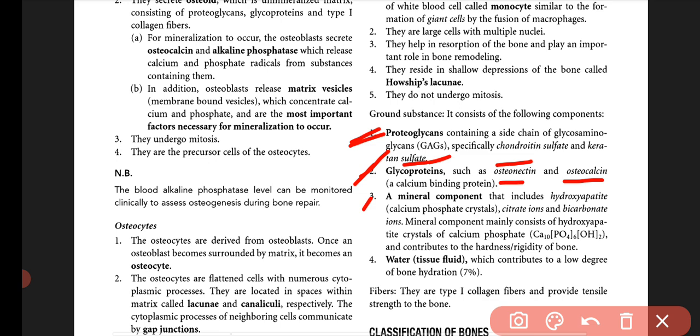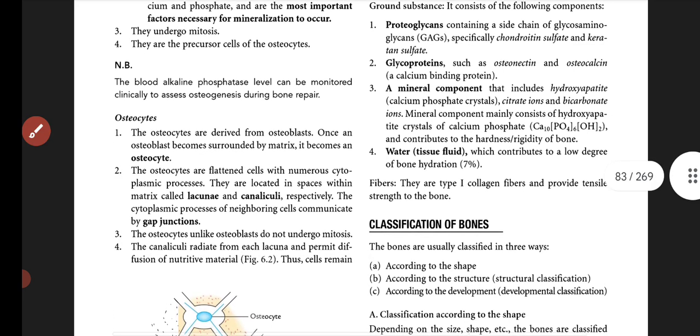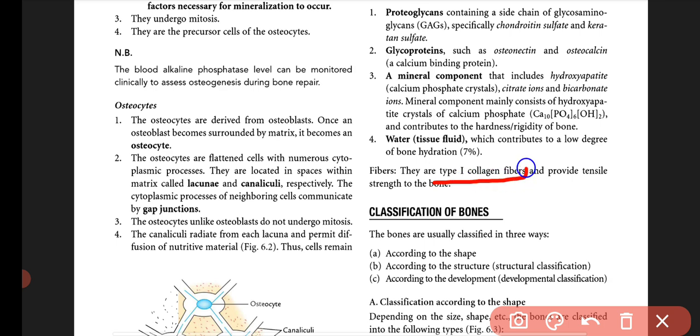Next one is the water, or tissue fluid, which contributes to a low degree of bone hydration, only 7%. And last but not least are the fibers. The fibers are the type 1 collagen fibers. Always remember, type 1 collagen fibers, which provide the tensile strength to the bone.